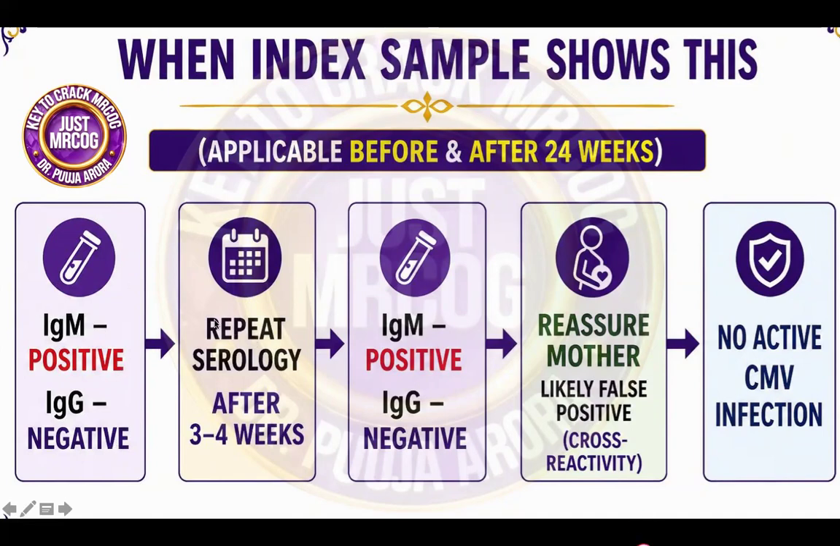They always advise to repeat after 3 to 4 weeks. If it is still the same, they consider it as cross reactivity. This is the guideline, and this is applicable both before and after. So in the interim period, we do not give any treatment to the mother. We repeat it after 3 to 4 weeks. This is the guideline.